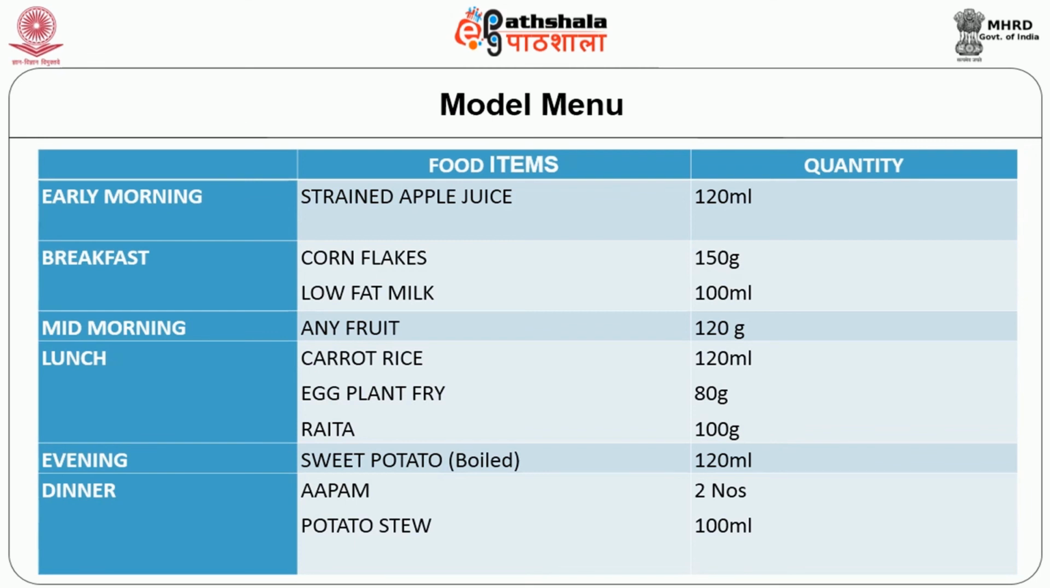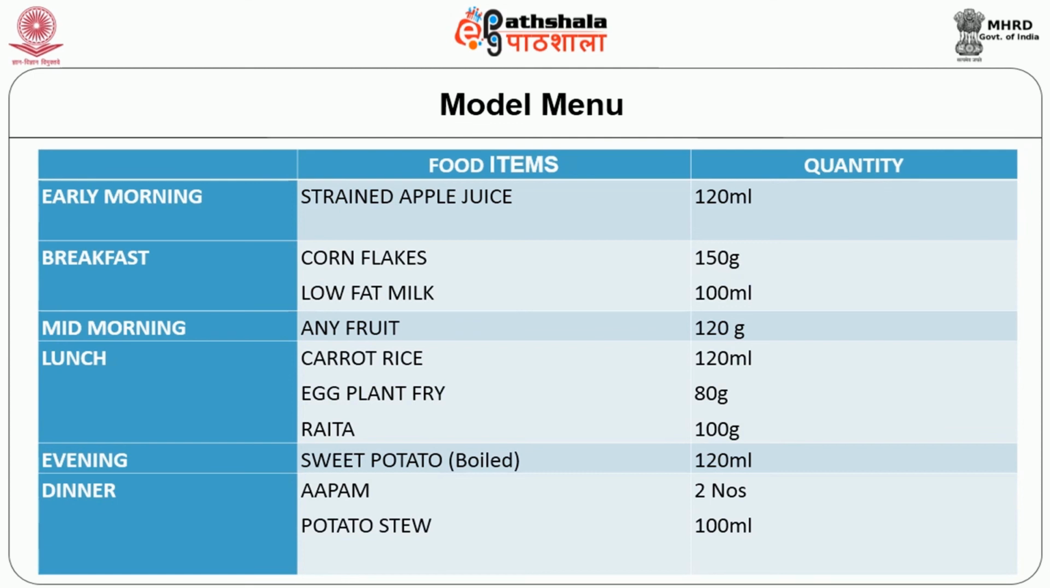Early morning, they can have strained apple juice. For mid-morning, they can have 120 ml of strained apple juice, and for breakfast they can have cornflakes and low fat milk. Cornflakes may be a maximum of 150 grams and low fat milk 100 or maximum 150 ml. And for mid-morning they can have 120 grams of any type of cut fruits.